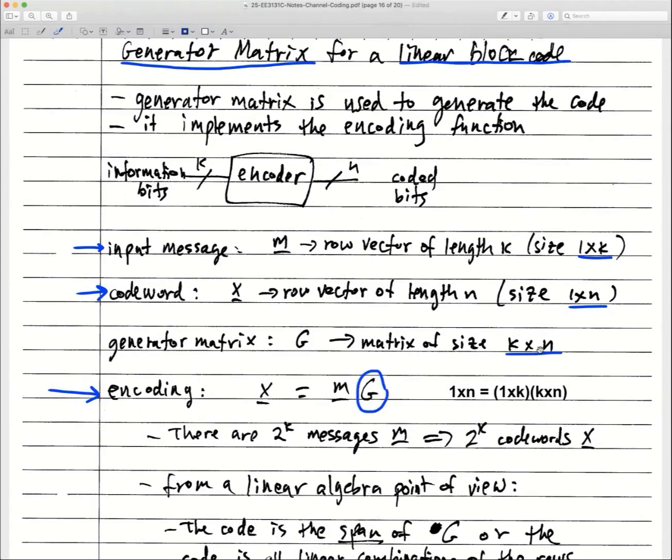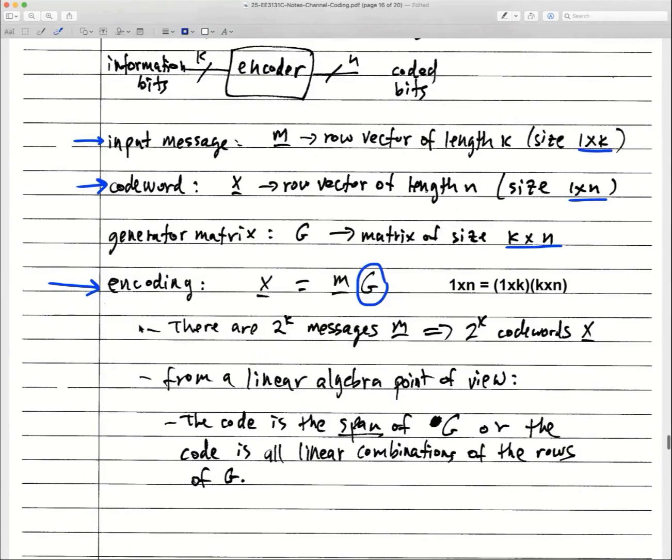It'll be a K by N matrix. Now we're going to look at examples of G later to show you that G is just computing the parity check bits. That's all it's doing. Again, how many code words are there? Well, there are K bits in, so there are 2 to the K messages, so there are 2 to the K code words. Now, this is for those of you who've studied linear algebra. From a linear algebra point of view, the code is just the span of G. Or another way to say it, the code is just all linear combinations of the rows of G.